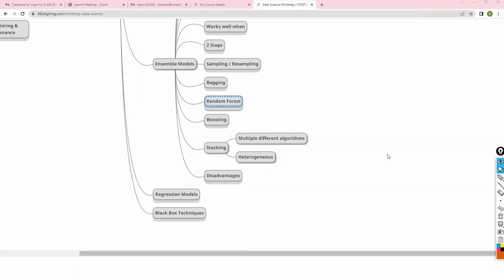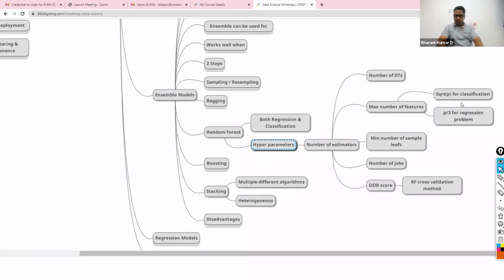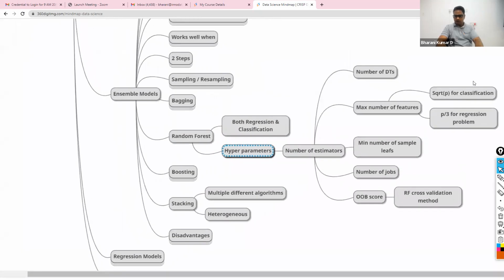For classification, if it is 36 inputs, how many features are selected? Let me expand that. Yeah, for classification, you're right. If there are 36, the square root of 36 will be 6. For classification, you'll have 6 features.